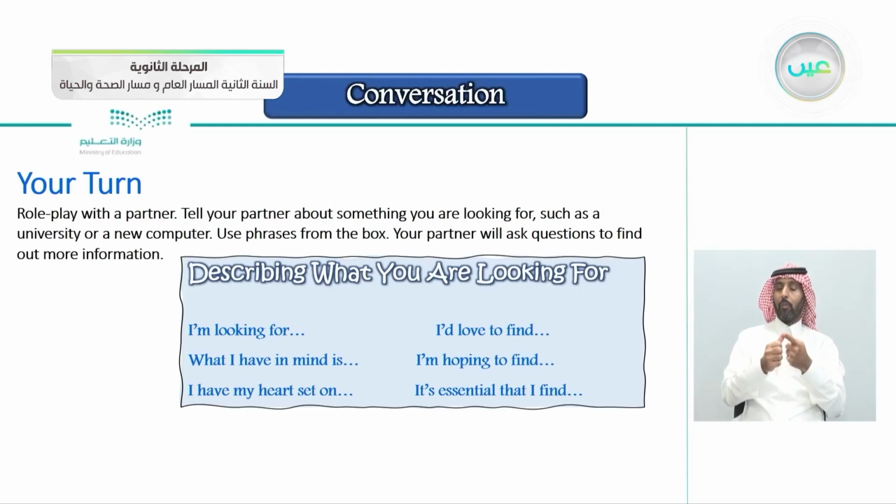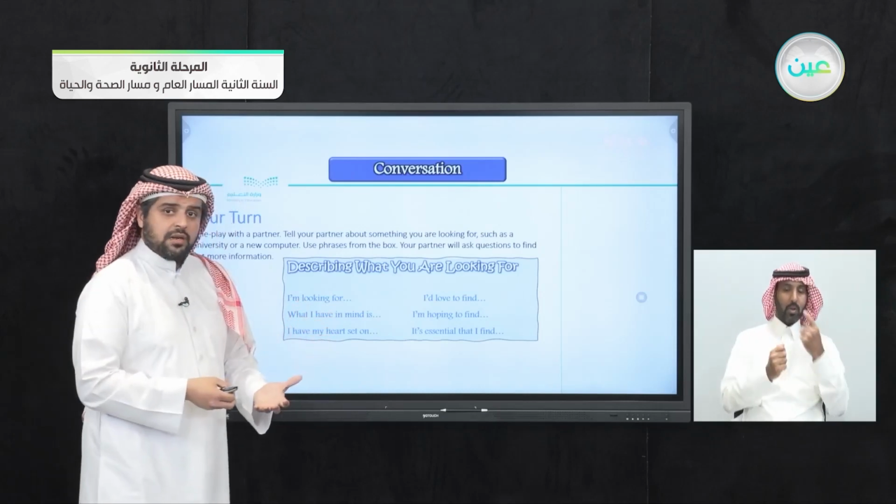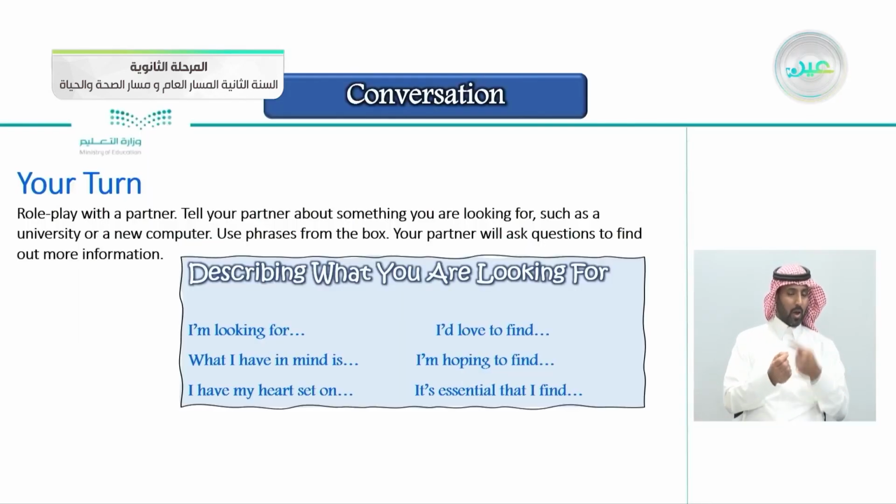So this is the box here. Describe what you are looking for. If you want to describe what you are looking for, you can use these sentences. I'm looking for something. What I have in mind is. I have my heart set on. I'm looking for a sports car, for example. What I have in mind is a yellow car. Or you can say, I have my heart set on the blue car, for example.